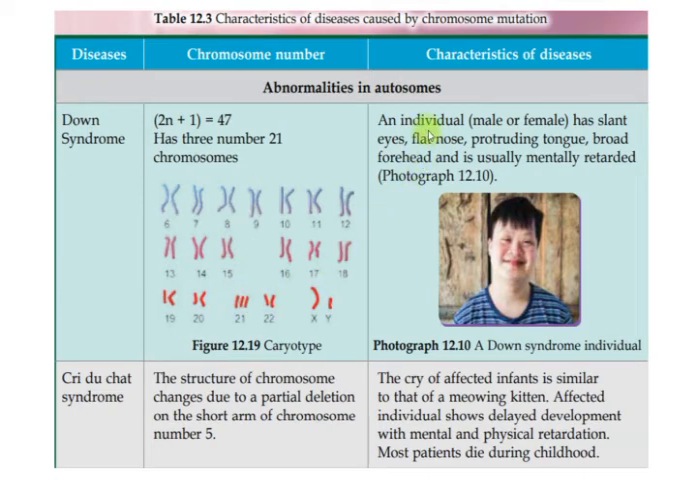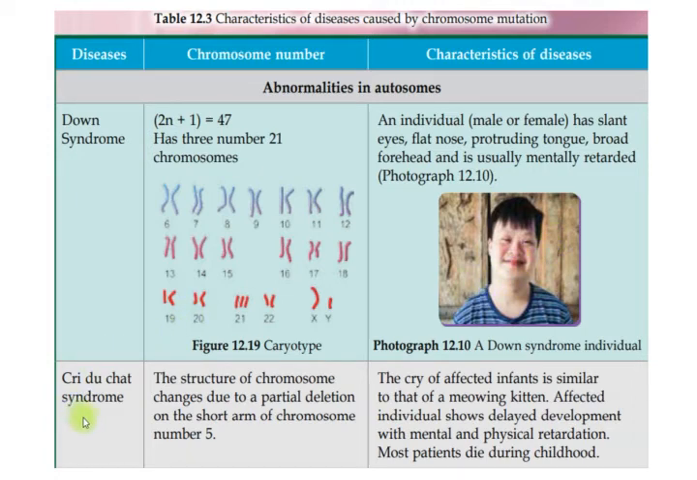So these individuals, okay, this individual, either male or female, has slanted eyes, flat nose, protruding tongue, broad forehead, and is usually mentally retarded. These are referred to as Down syndrome individuals. Make sure you can remember the characteristics of Down syndrome.